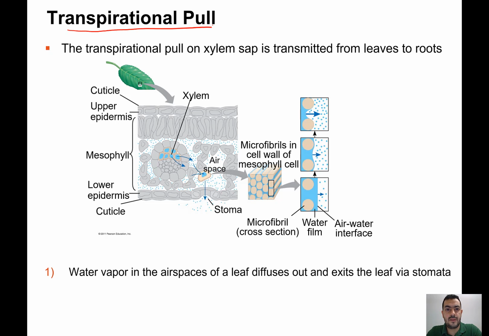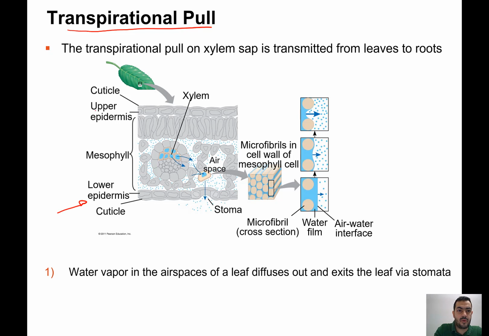We can summarize what is happening in these three steps shown here in the text. Number one, water vapor in the air spaces of the leaf will diffuse out and exit the leaf via the stomata. So what are the stomata? The openings in the lower side of the leaf.